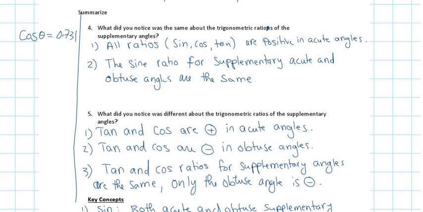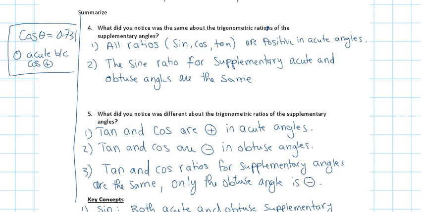It's acute. Why? Because cosine is positive, right? So I know that angle theta is acute because cos is positive, right? Yes? Good. Because remember, cosine is positive for only acute angles.